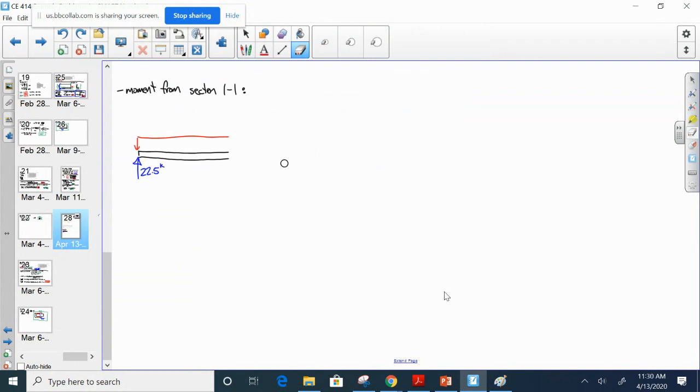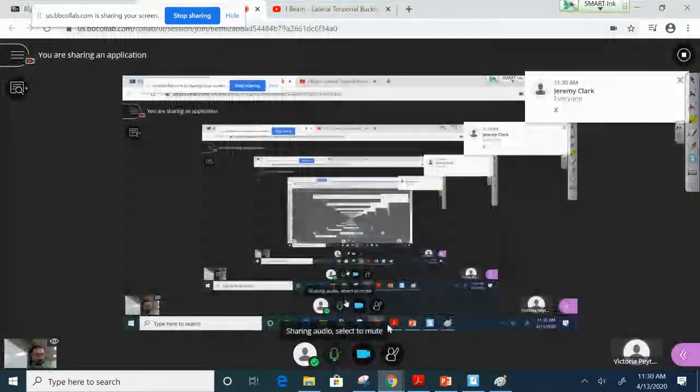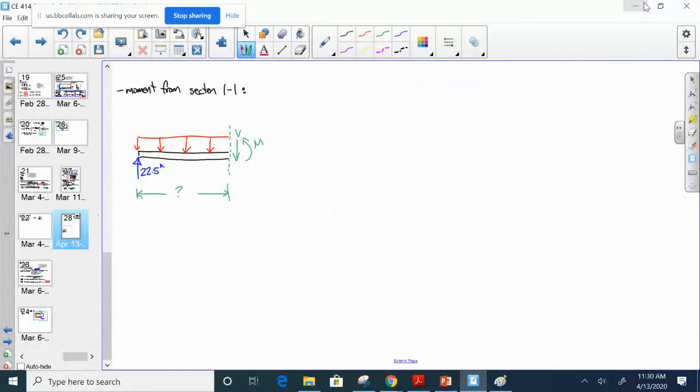I'm cutting a section, looking to the left. That's our shear. That's our moment. What's this distance? I'm going to have chat tell me, what is that distance there? Bringing it back to structural analysis. There we go. Everybody's remembering this now.